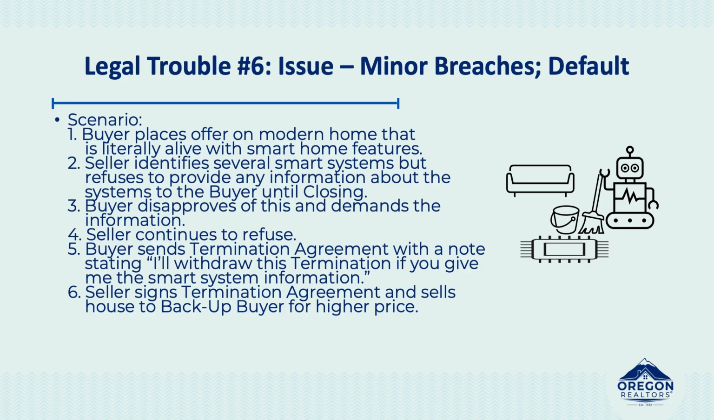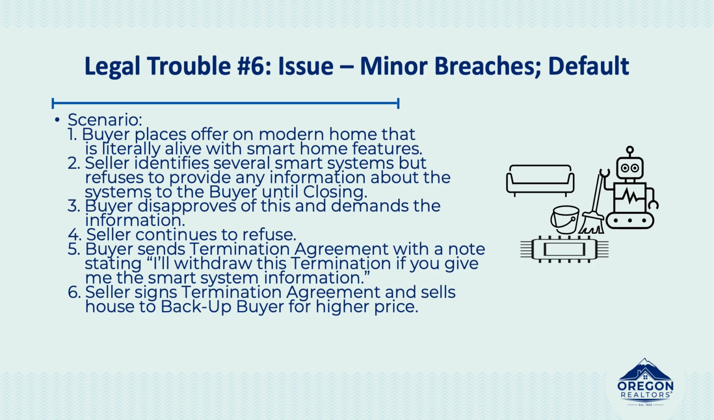Here's our scenario. You got a buyer who puts an offer on a modern house, a very modern house that is just alive with smart home features. The refrigerator, the washing machine, the microwave, everything is smart features. The seller identifies several of the smart feature systems, but they refuse to provide any more information. They basically say, I'm only going to give that stuff to you at closing. And the buyer disapproves of this and then demands that information.